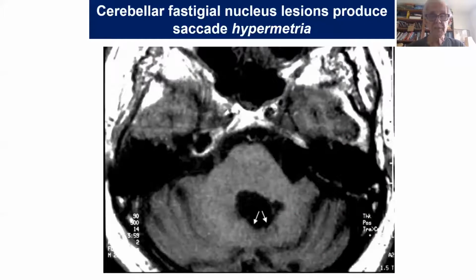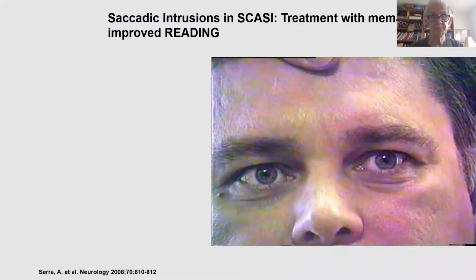Here's the lesion. Smack in the fastigial nucleus region. There's our pons, our cerebellum, the fourth ventricle. Where the two arrows are is where the fastigial nucleus is missing.